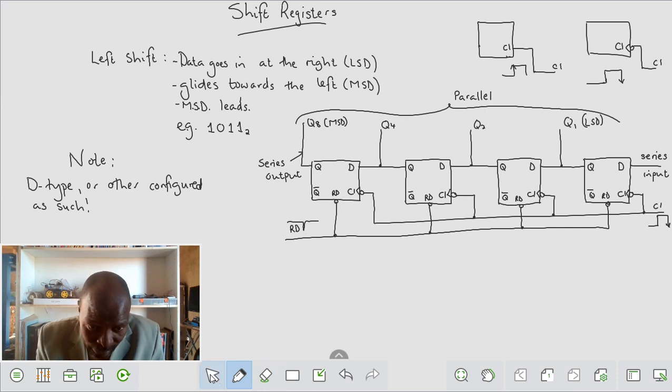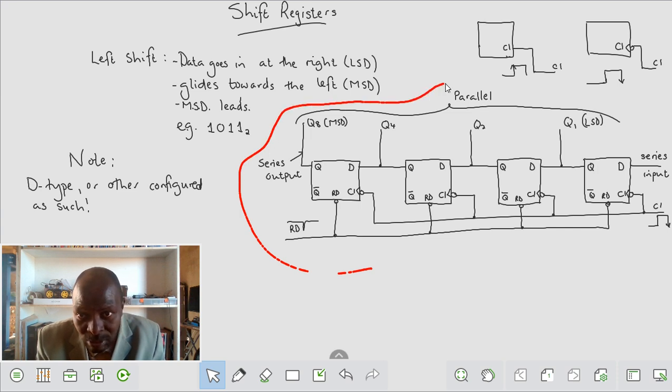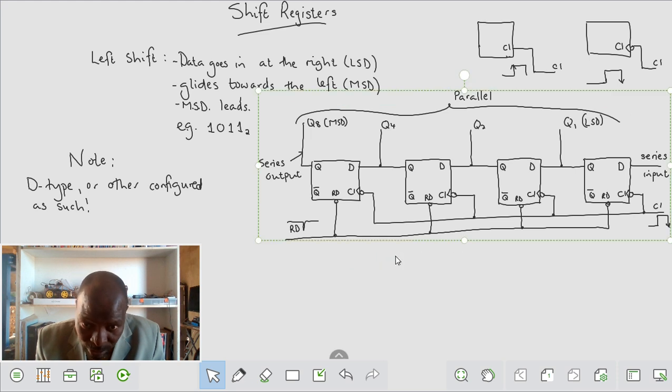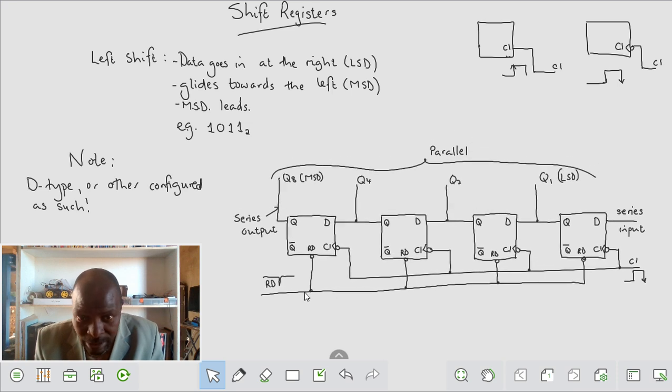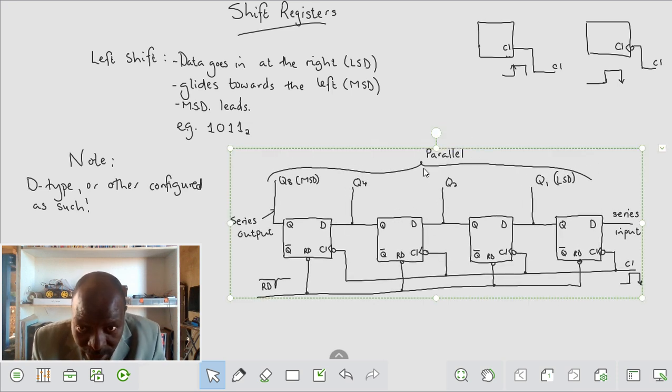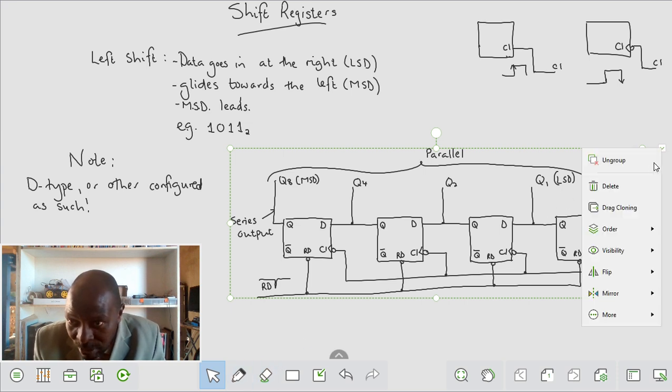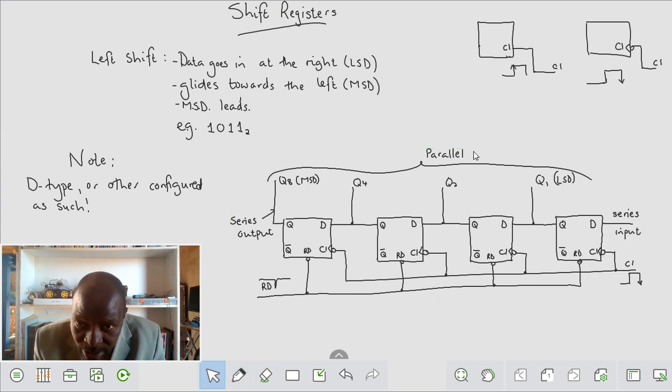Let me rather make room, I've got so much space down there and so much traffic at the top. There's no need to save space and lose marks. Let's make our diagram nice and clear. Now you can see we can take out our parallel output at the top. Let me ungroup this because sometimes you forget and it becomes a hassle. Parallel output can be read at the top.